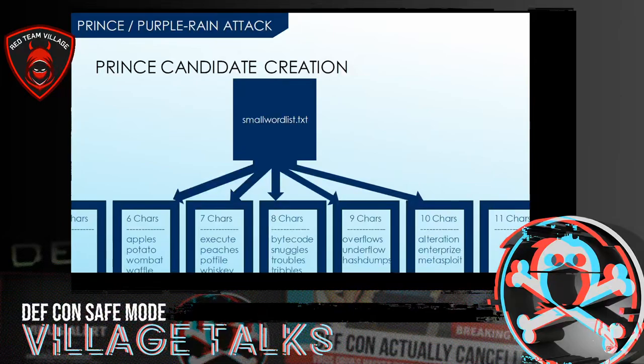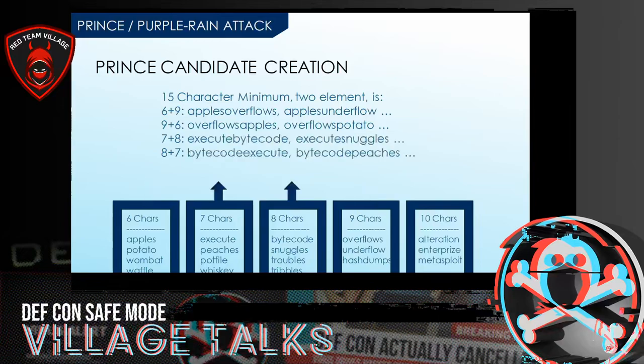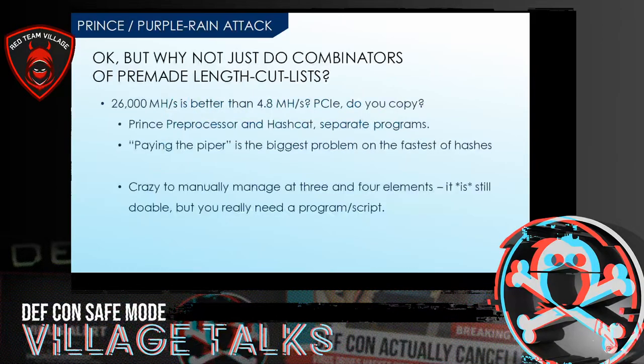How does Prince work? Well, it ingests a word list, sorts all the contents by lengths, and puts them into separate lists, and then begins producing candidates at the minimum specified length out of the lists of the various lengths, iterating through all possible combinations of lists until the options are exhausted, at which point it moves on to making longer candidates. Now, after that explanation of how Prince works, you might be wondering, why not just use combinators of length-cut lists? Aren't Prince and Hashcat separate programs? Why not have to pay the piper? Didn't you just say that transferring all that stuff over PCIe was terrible for performance?